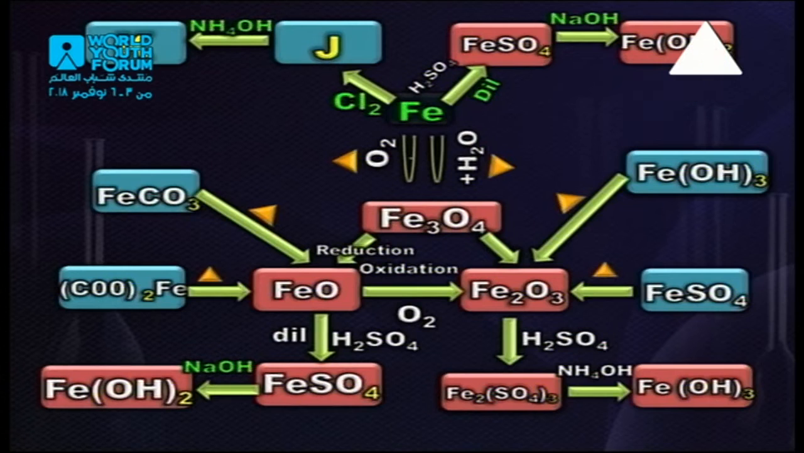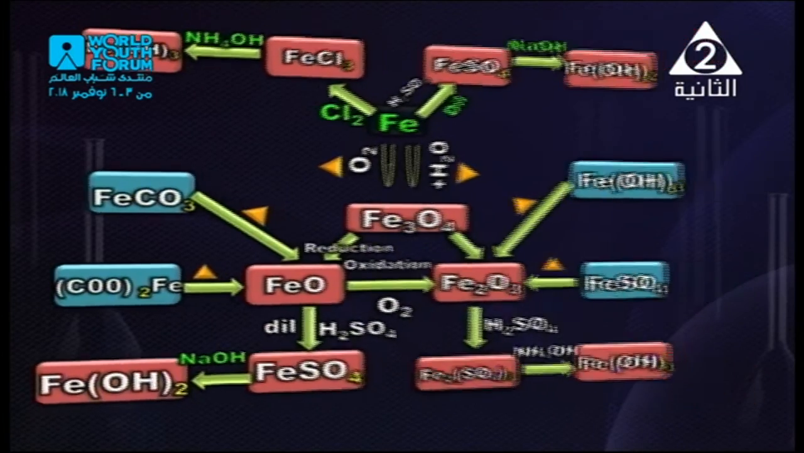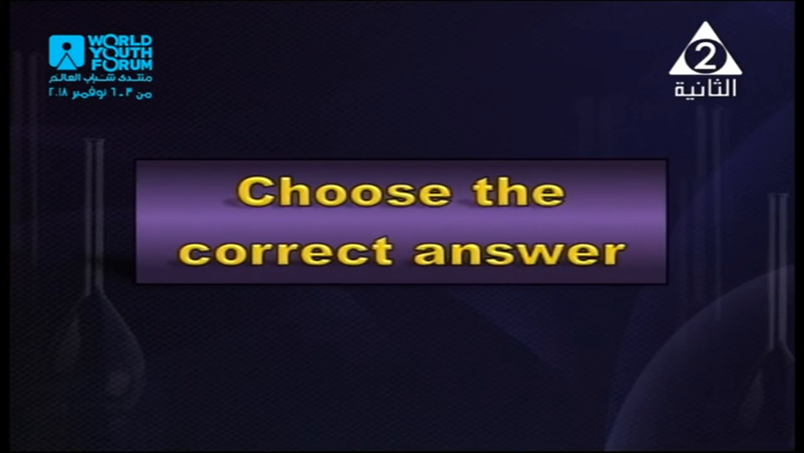On the next side here, to form compound J, iron reacts with chlorine by heating. It gives iron 3 chloride that reacts with ammonia solution or ammonium hydroxide. It gives iron 3 hydroxide, which you know is a reddish brown precipitate. Next type of question is choose the correct answer.